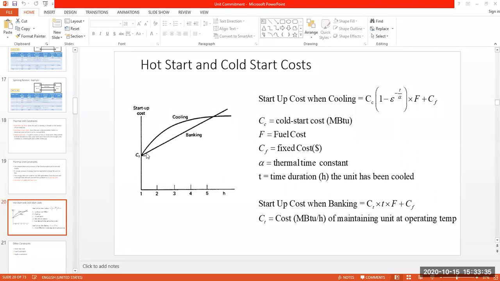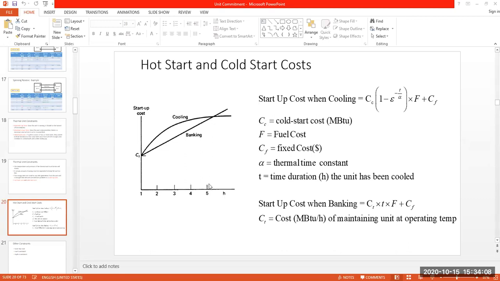Now, the more you cool, the more the cost will be. The more time you cool it, the more the associated cost to bring it back to the operating temperature. And this is what this portion says. Of course, when it reaches the ambient temperature, let's say at this point, you see the curve getting flattened. So the cost will not vary beyond that.